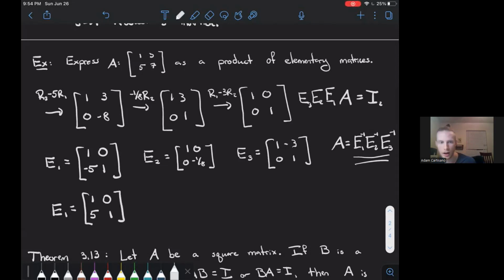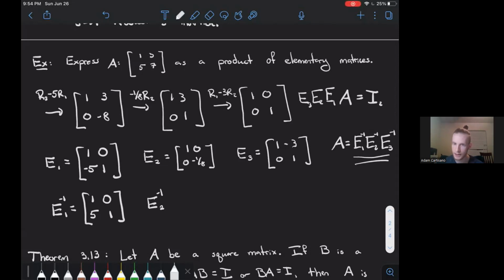Right? And notice, what is the opposite of subtracting 5 copies of row 1 from row 2? That would be adding 5 copies of row 1 to row 2. Right? Is the opposite row operation. Maybe an easier one to see is E2 inverse. Well, what did we do? We just scaled the second row by a factor of negative 1/8. Probably the opposite of that would be scaling up by a factor of 8.